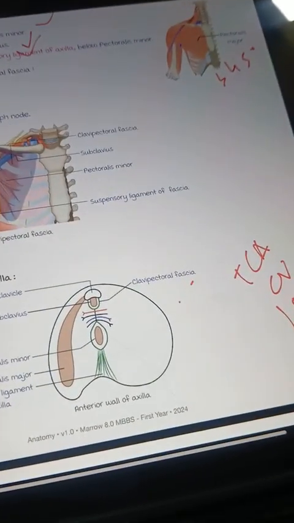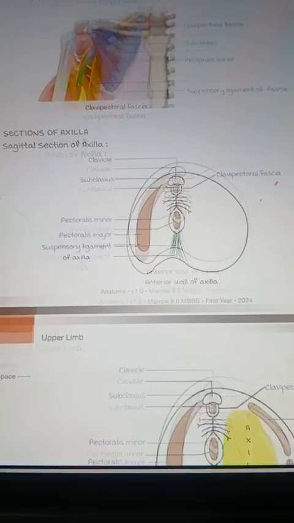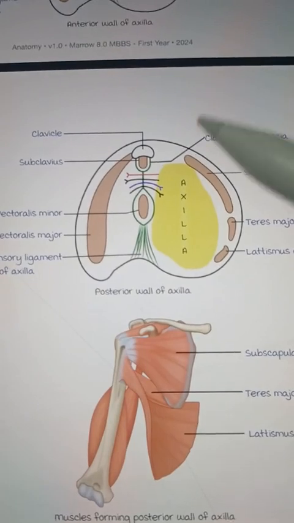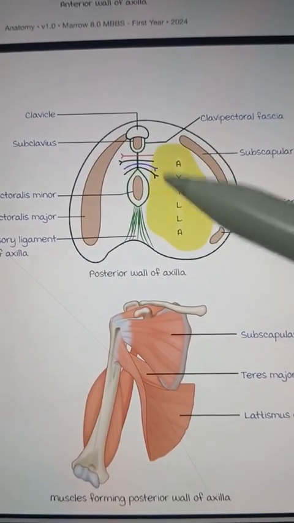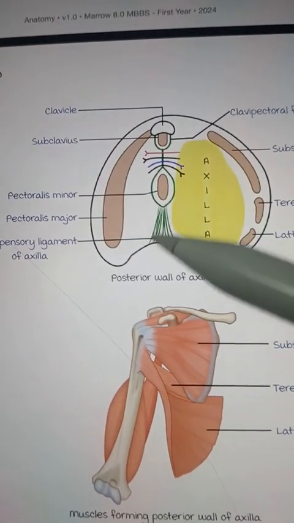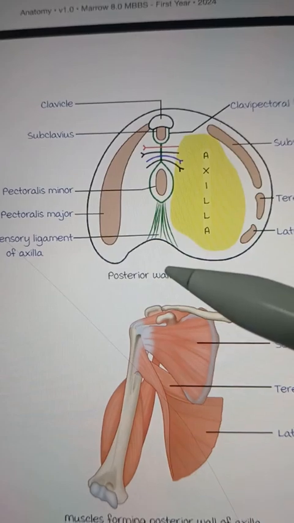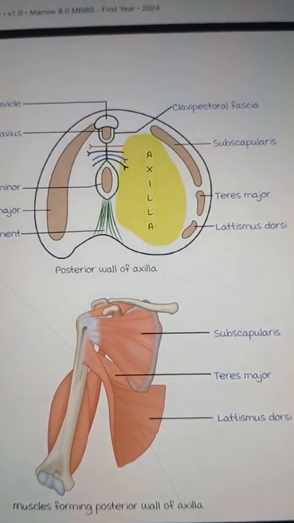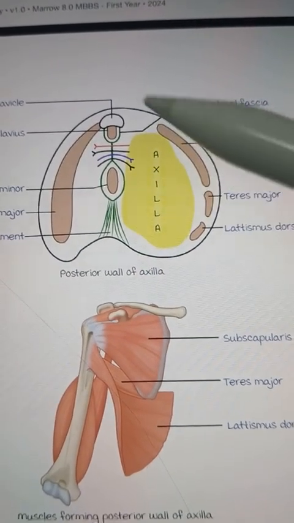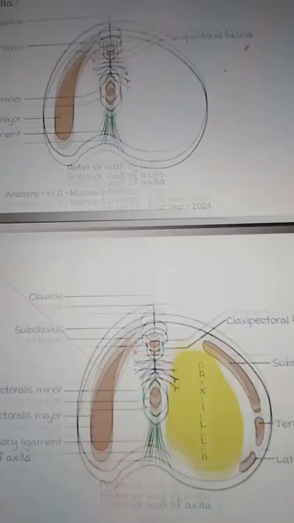Now what we have next is the posterior wall of axilla; the anterior wall is done. Here again we have the clavicle, subclavius, and all the contents once again: pectoralis minor, pectoralis major, suspensory ligament of axilla, the pectoralis major muscle, clavipectoral fascia. Then we have the axilla, posterior part. Here it was the anterior part of axilla.